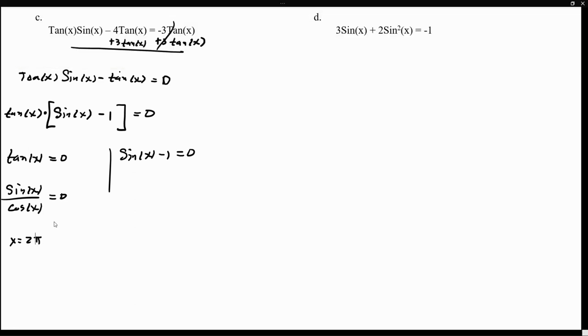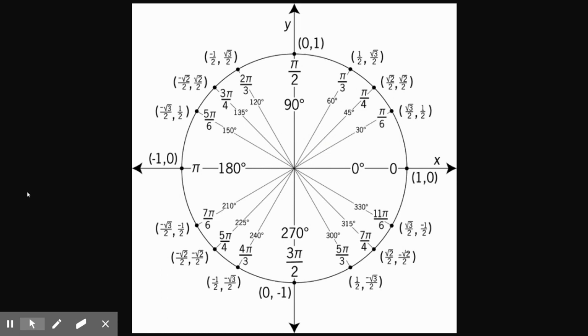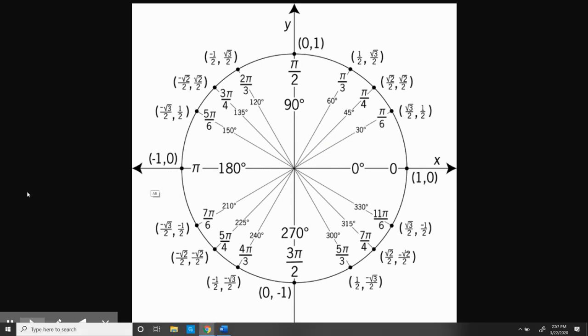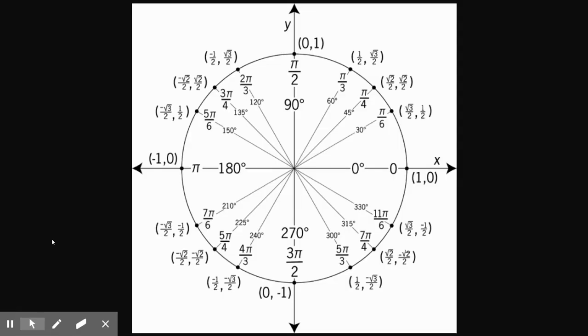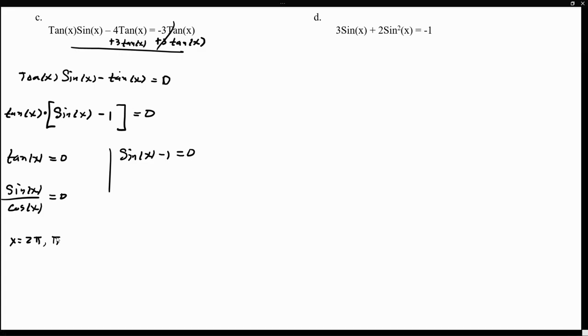And where else is my sine equivalent to 0? Also at pi. Because the sine of 180, that's equivalent to 0. So that's just pi. So for my first function, I got two possible solutions, 2 pi and pi. If I take a look at the one on the right-hand side, again, I want to solve for it. Let me isolate the function.